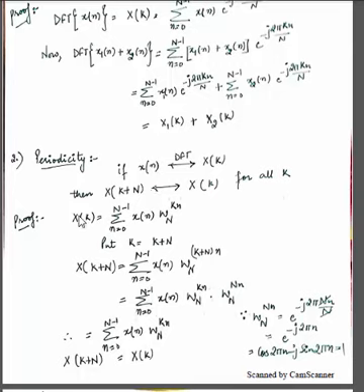To prove it, again we have to write down the formula of DFT, that is X of k is equal to summation n from 0 to N minus 1 x of n twiddle factor raised to power kn, W_N raised to power kn. Now we have to put k equal to k plus N in our equation. So it becomes X of k plus N is equal to summation n from 0 to N minus 1 x of n twiddle factor raised to power (k plus N) into n.